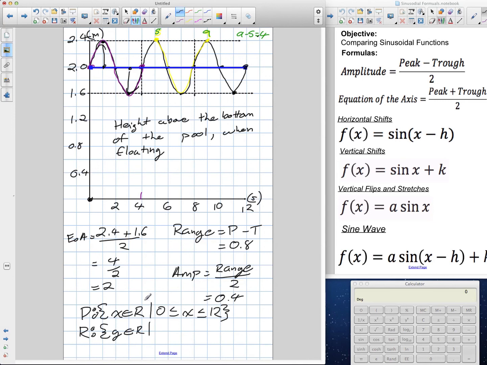And the range: y is an element of the real numbers, such that 1.6 is less than y. Close, you just said it backwards, that's all. Your numbers are right. y is greater than 1.6 but less than 2.4. We got the period, we got domain, range, amplitude, equation of the axis. That's good.